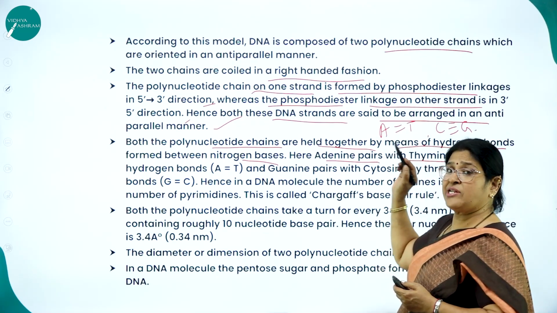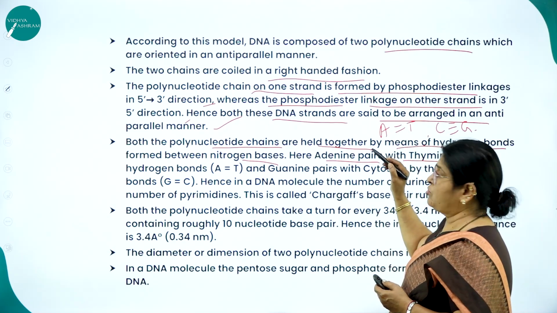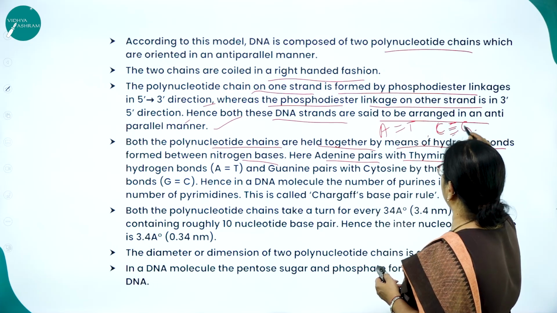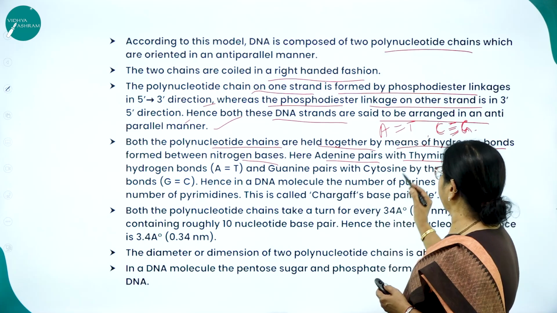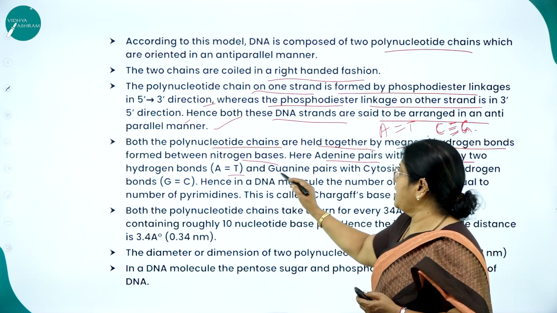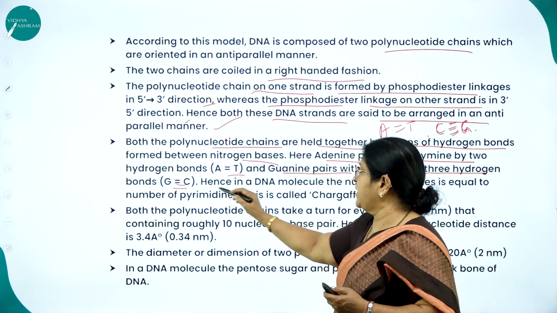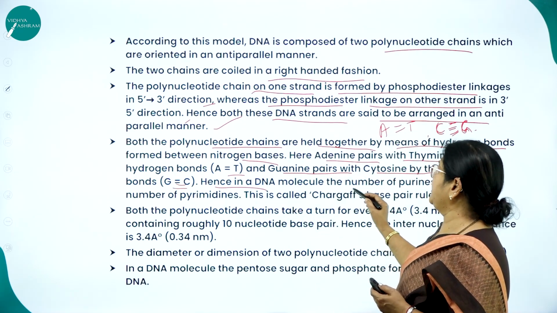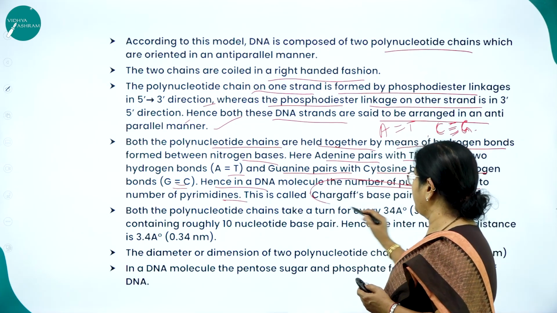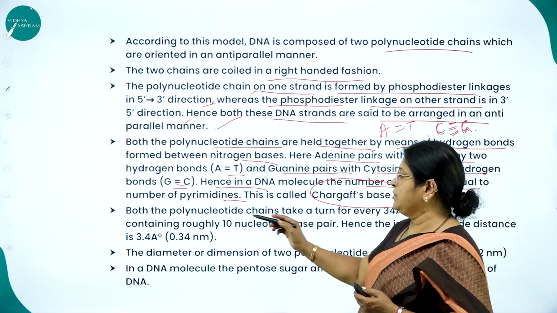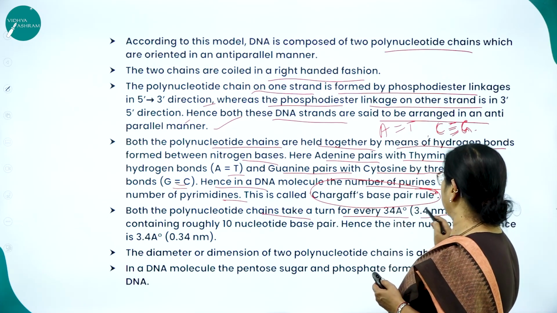So, A is stable with thymine with two hydrogen bonds, and cytosine is stable base paired with guanine with 3 hydrogen bonds. Guanine pairs with cytosine by 3 hydrogen bonds. Hence, in a DNA molecule, the number of purines is equal to the number of pyrimidines, and this is called what? Erwin Chargaff's rule.